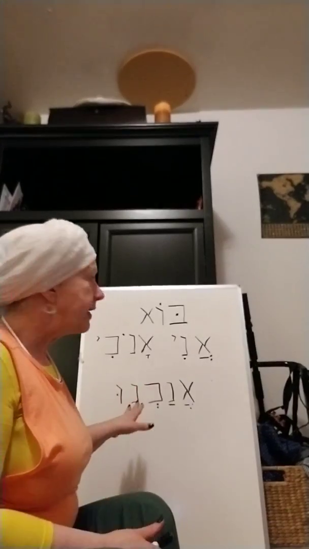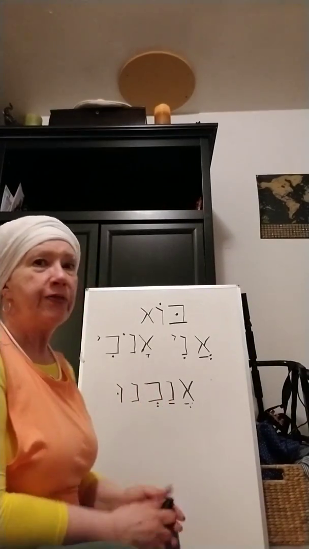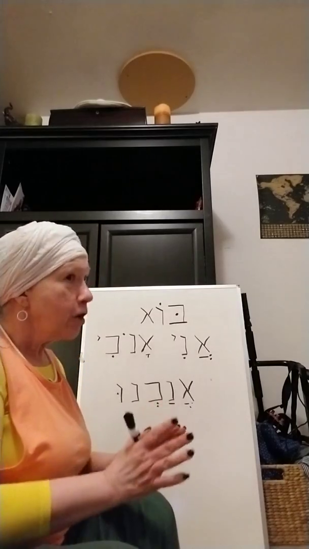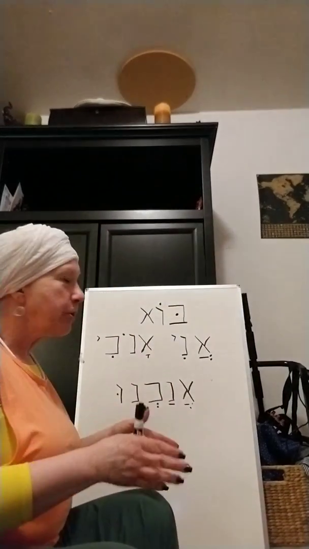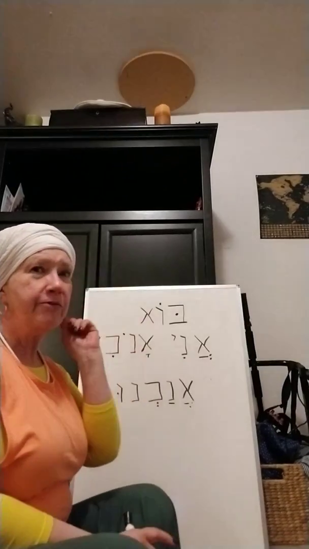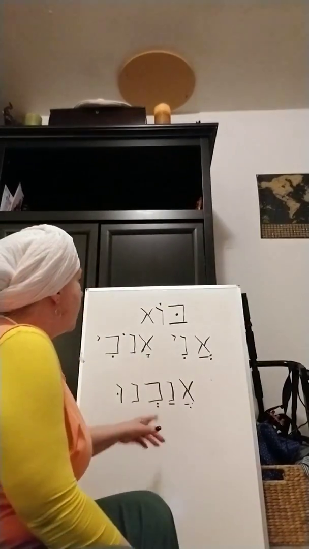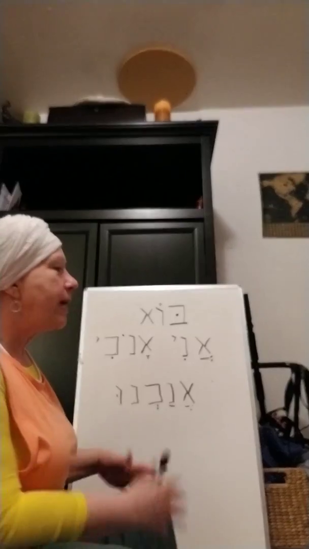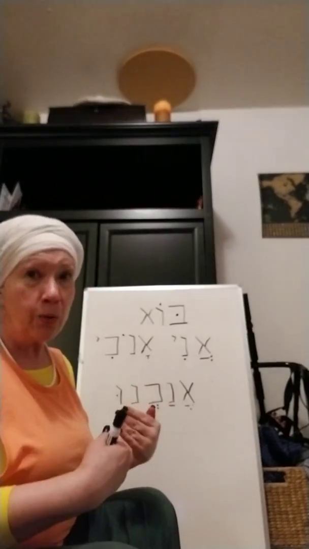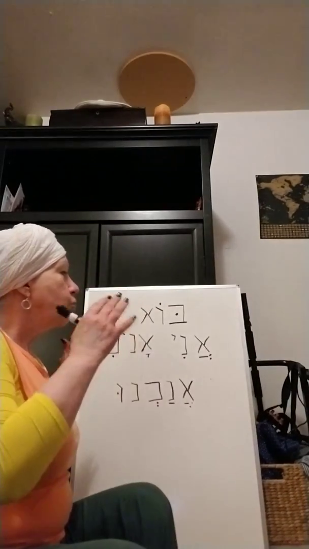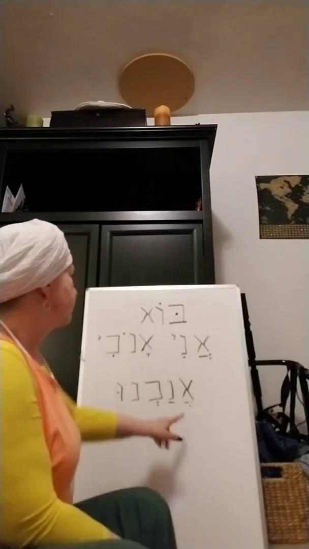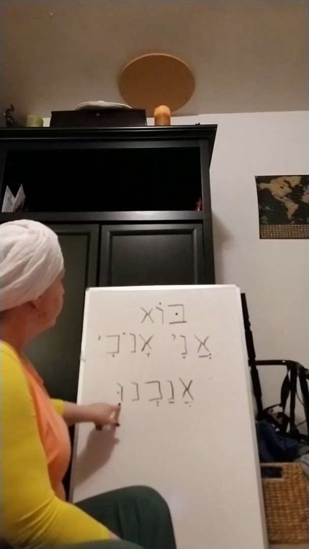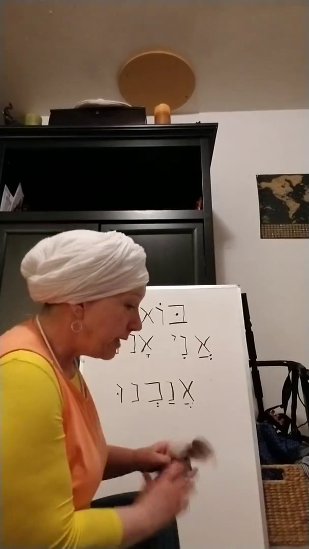So when you find the nu at the end of a verb, it, not always, often means we did or we are supposed to. It can also be the imperative command form, but very often if you see nu at the end of a word, it might mean our, it might mean we did something. It often has to do with the first person plural. So anachnu is the first person plural, means we.